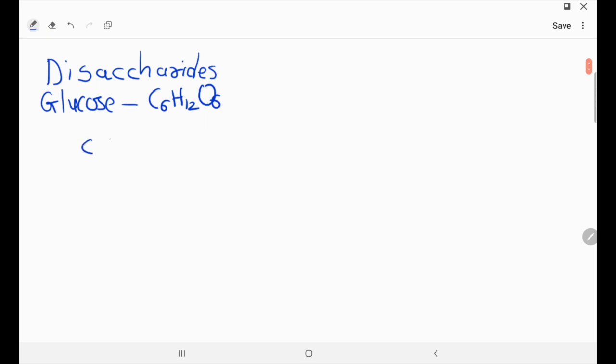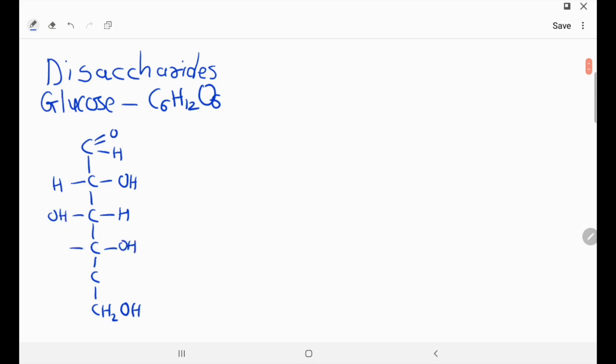Suppose C double bond O, one H is here. And second carbon, third carbon, fourth carbon, fifth carbon, and it's a sixth carbon. On the sixth carbon there is a CH2OH, primary alcohol group, as you know. On second carbon, one OH and one H. On third carbon, one H, one OH. On fourth carbon, OH and H. Fifth carbon, OH, H. This is the structure of glucose.